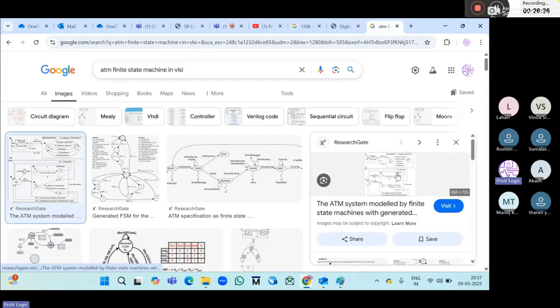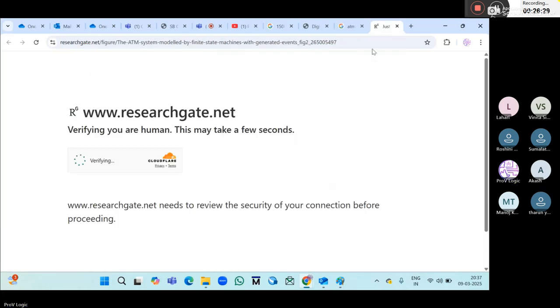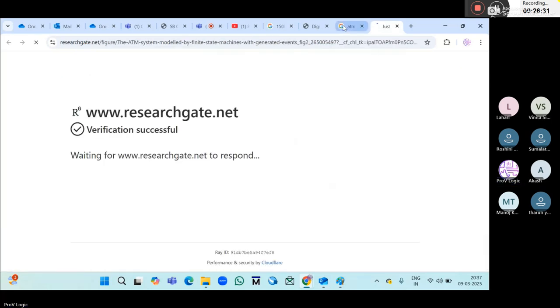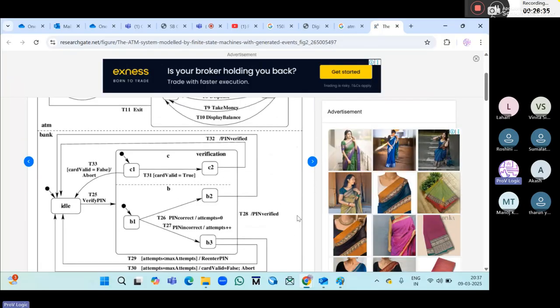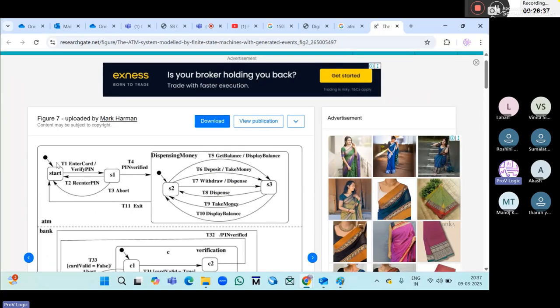You can consider any of the circuits. See here, finite state machine. First, start from here, the start option. Enter card or verify pin in transaction 1, T1, or re-enter pin. That means, first, after starting, after inserting the card, verify the pin.